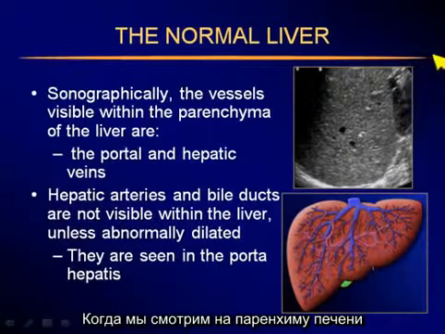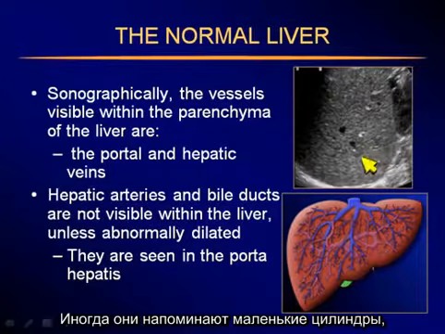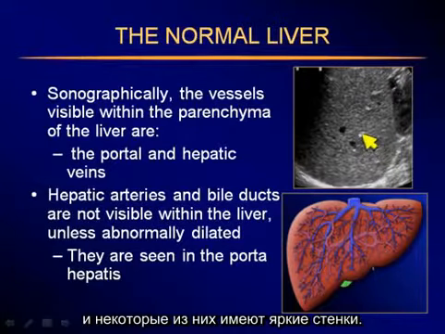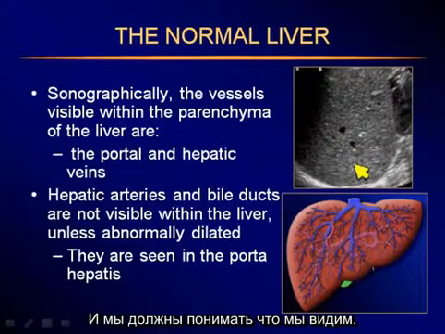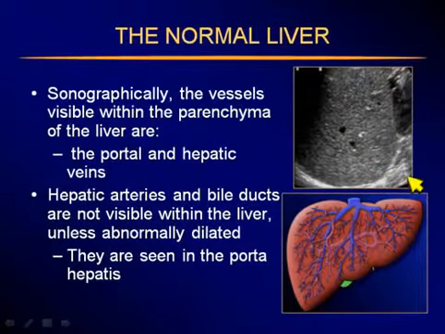When we look at the liver parenchyma itself, we realize that there are little holes throughout the liver. Sometimes we see little cylindrical shapes, and some of them have bright walls, and some of them do not. So then we have to figure out what we're looking at.